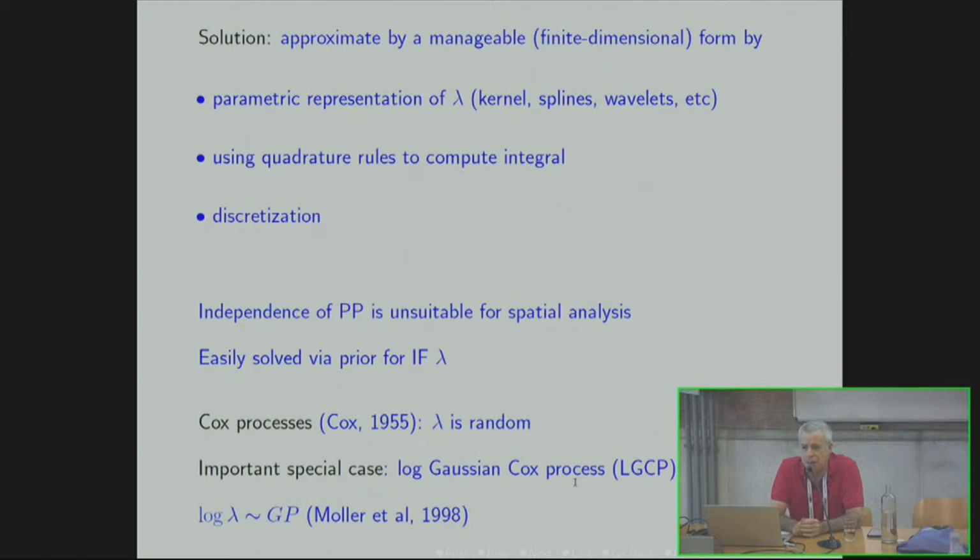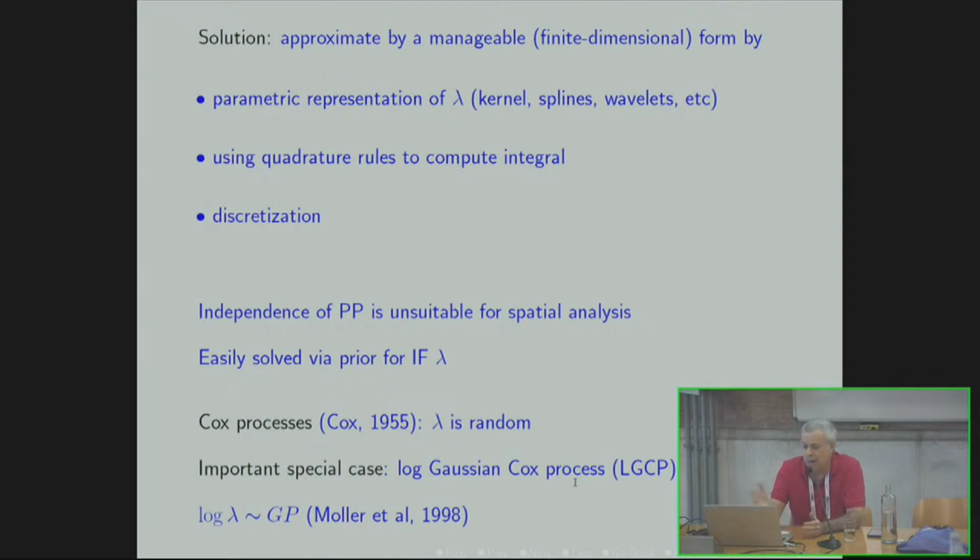Another issue that must be taken into account: the inherent independence that is in the point process representation is unsuitable for spatial analysis. Spatial analysis is exactly the opposite. It's the analysis where we want to benefit from the vicinity between neighboring locations to borrow information across and make more stable and smoother specifications. Okay, so we need something else.